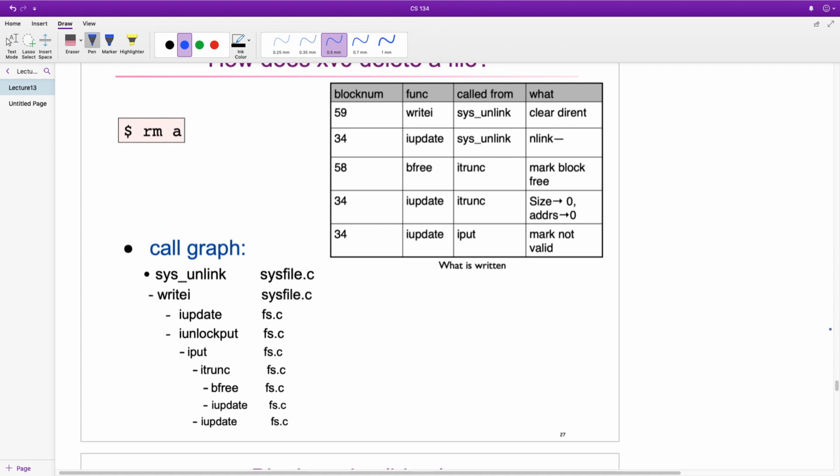Right, we update the inode, setting its size to 0, its address to 0, and then we actually mark it as not valid. Why we do that separately, I think it just has to do with how the stuff is organized.